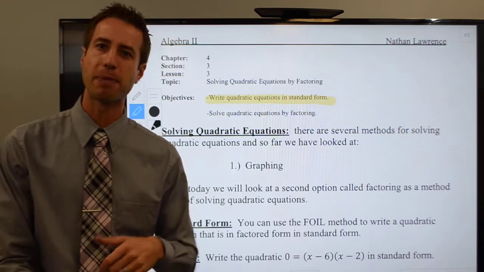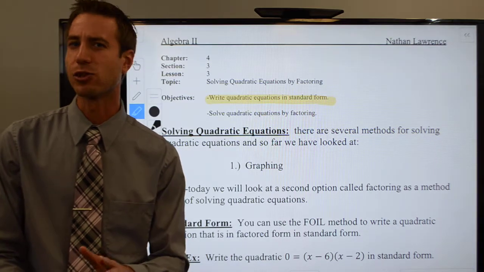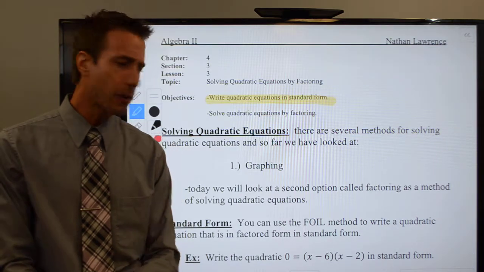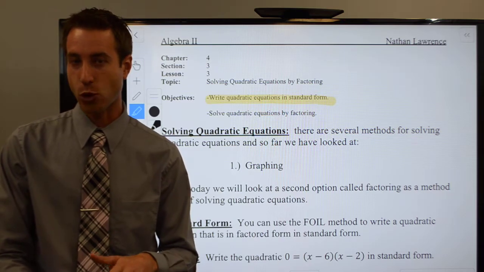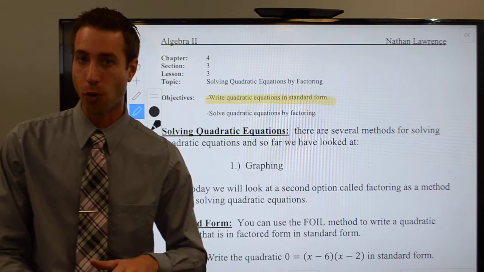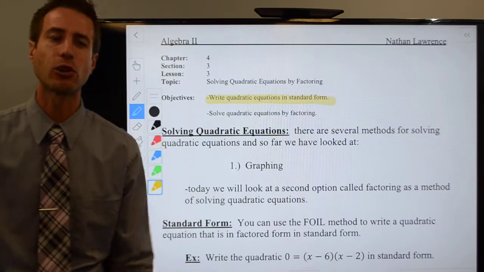But here's what's going to happen. If you're given the roots of the quadratic, the solutions, the x-intercepts, we want to be able to take those roots and write the quadratic equation in standard form that gives us those solutions. So we'll take a look at that first.